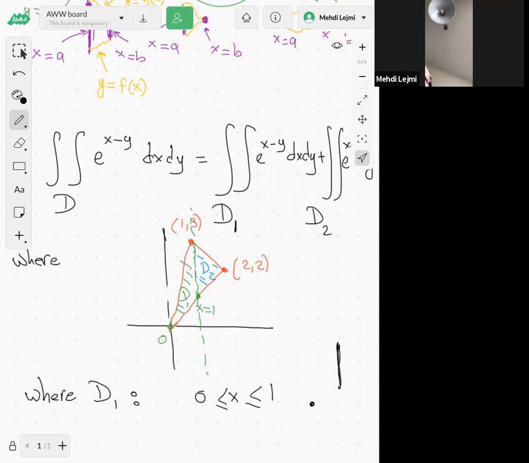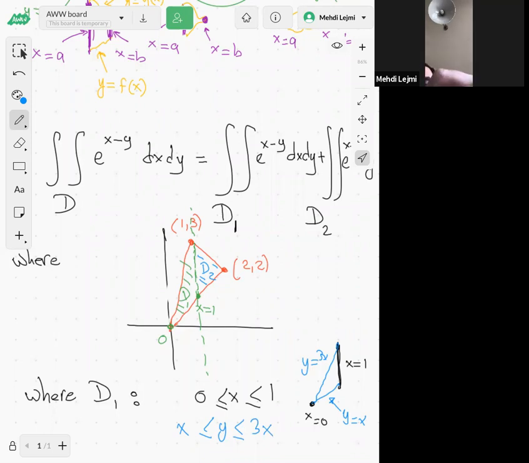This is x equal to 1 here, and this is x equal to 0. And you connect them using these 2 functions. The one here in the bottom is y equals x, and the one here in the top is y equals 3x. So y would be between x at the bottom and 3x at the top. So it's between x and 3x.